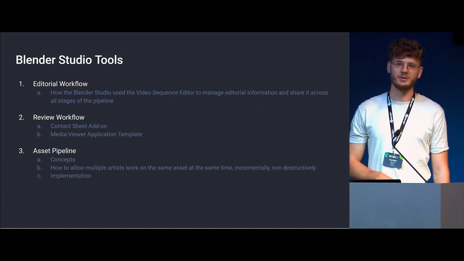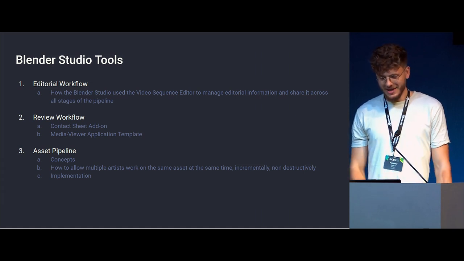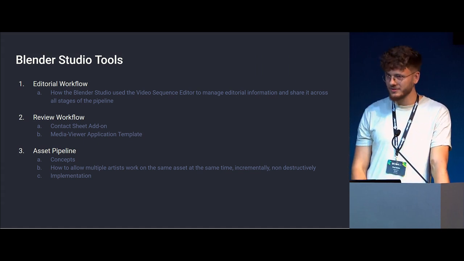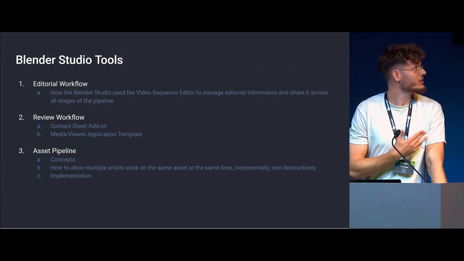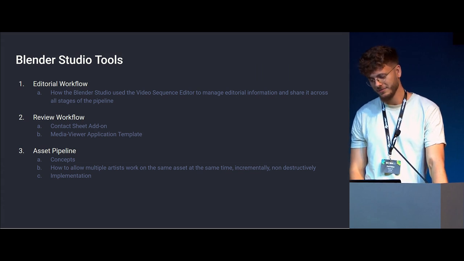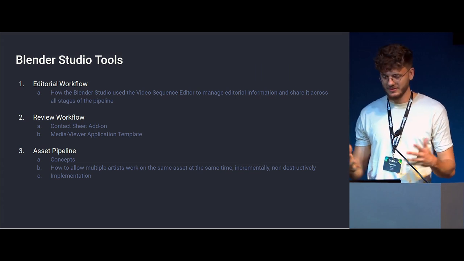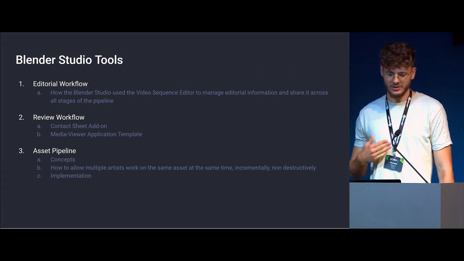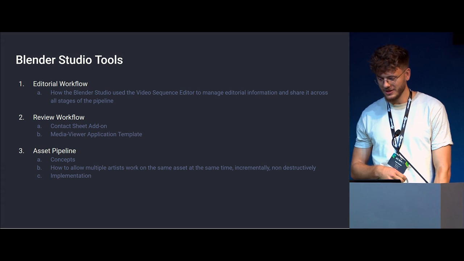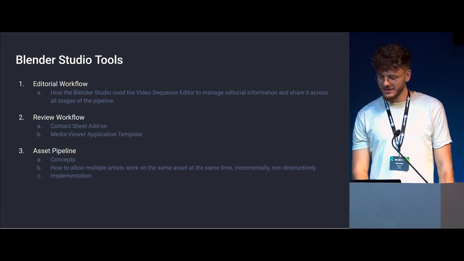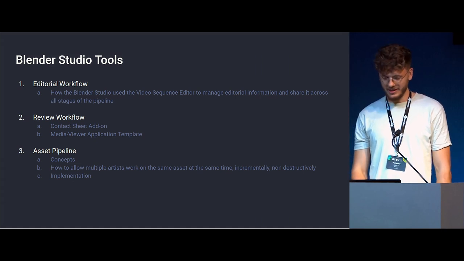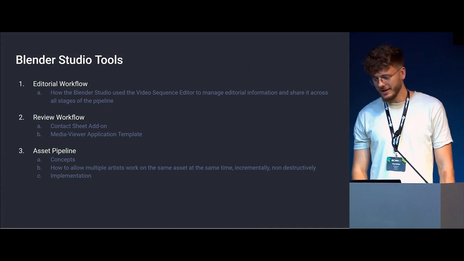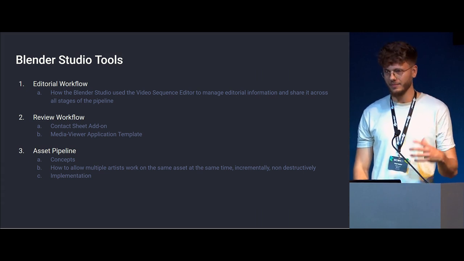Blender has a built-in editorial environment called the Video Sequence Editor. And this is very unique amongst other DCCs and opens up very interesting opportunities. And we then will hop over to our review workflow. I'm going to show you a fun little add-on that has helped us to judge sequences as a whole. After that, I'm going to introduce you to Blender application templates by showing you an example that turns Blender into a cross-platform media viewer that also has some basic review tools. And last but not least, we will have a look at the new iteration of the Blender Studio's asset pipeline that is really designed around Blender. And I will talk about the system and sort of explain how it enables artists to work on the same asset at the same time.